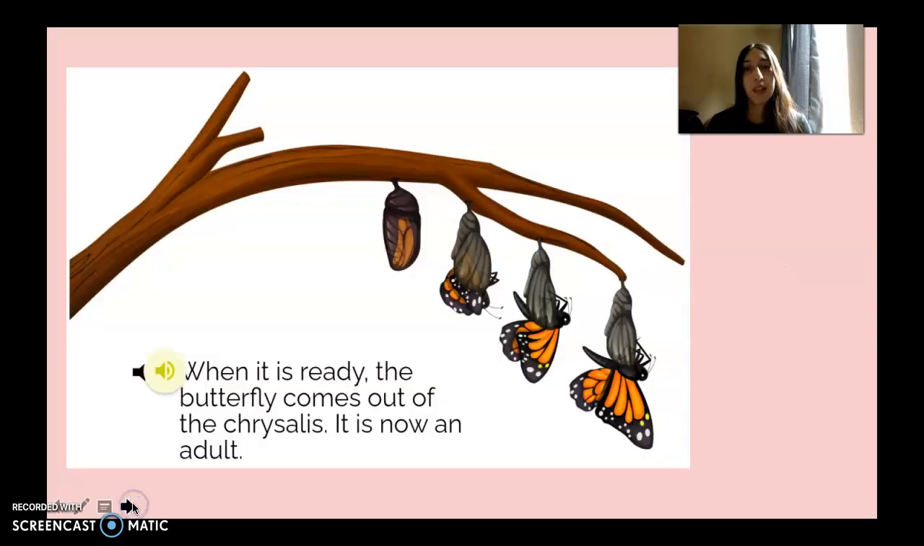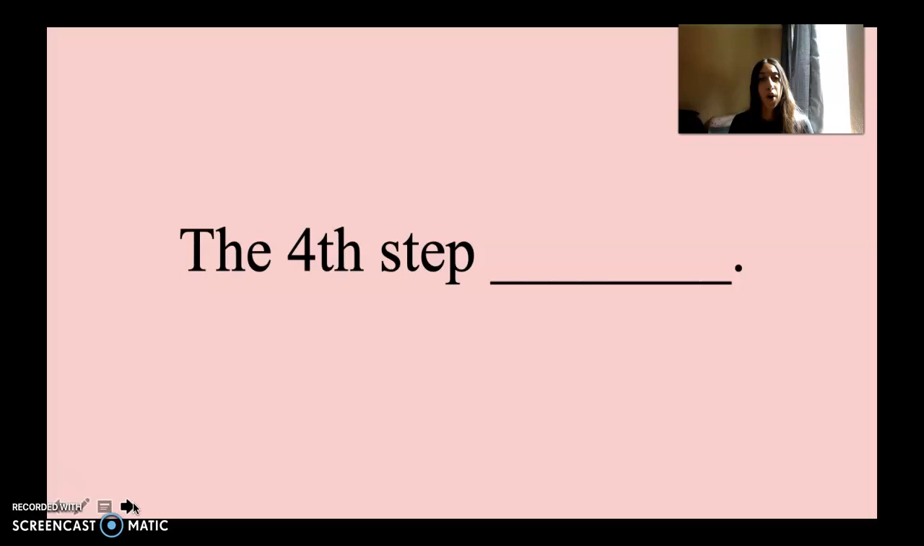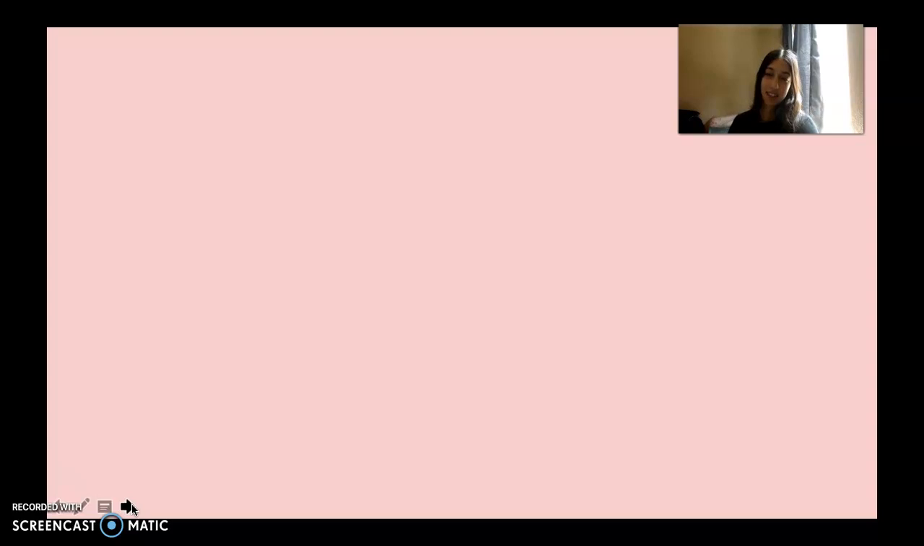Yes. Now, the last step in our life cycle is when it is ready, the butterfly comes out of the chrysalis, and now it's an adult. It's now a butterfly. So can partner A turn to partner B and go ahead and tell them what's the fourth step in a butterfly's life cycle? It was an egg. The second step is it was a caterpillar. The third step is it was a chrysalis. And the fourth step is it is a what? Can someone tell us? It is a butterfly, yes.